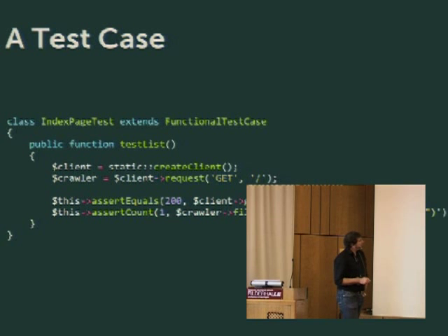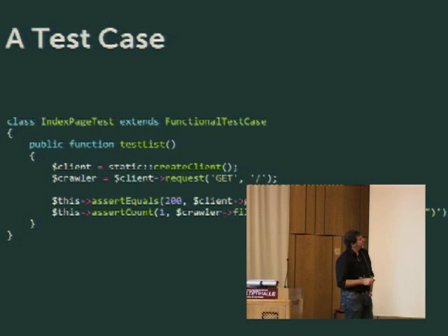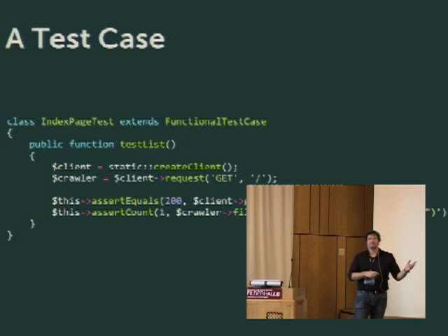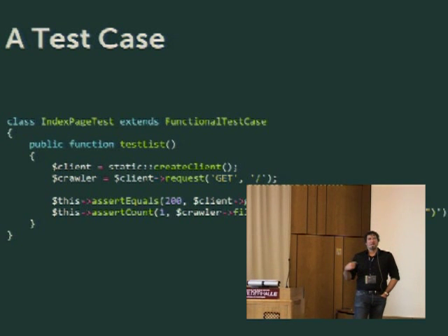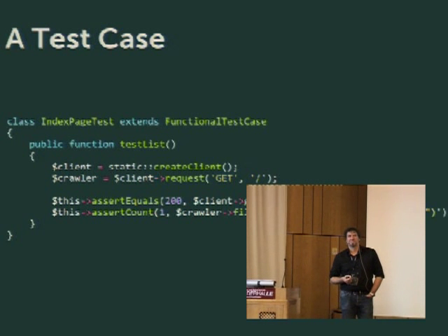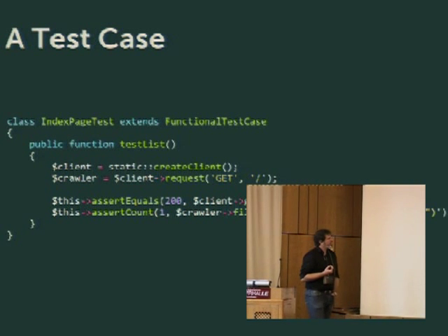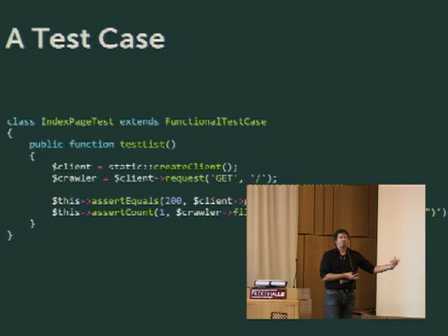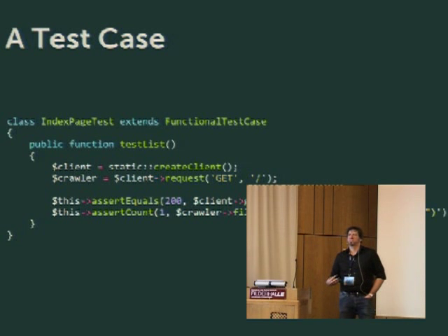And the basic test process is to create a client and then issue a request with a method, GET, and a URL. And this will return a crawler. The crawler is part of that CSS selector component, and what it will allow you to do is inspect HTML based on CSS3 expressions. It supports almost the same API as jQuery does. So most developers who need jQuery can start right away using that CSS selector because you know the syntax.